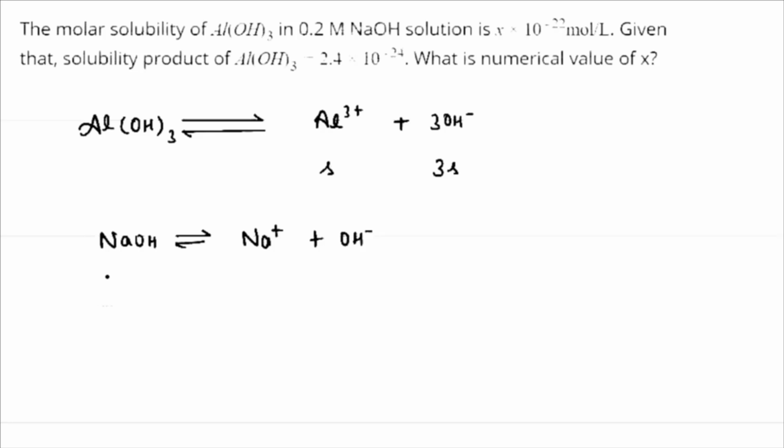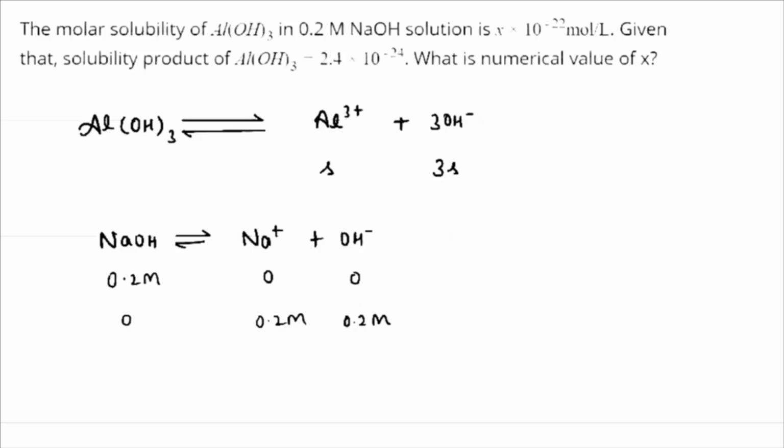So initially this is 0.2 molar and these are 0 and 0, and after that this becomes 0 and Na plus is 0.2 molar, and OH minus is also 0.2 molar because these are in the same equilibrium. So these are in the same amount. That's why these two are in the same amount, so the concentration is also the same, 0.2 molar.